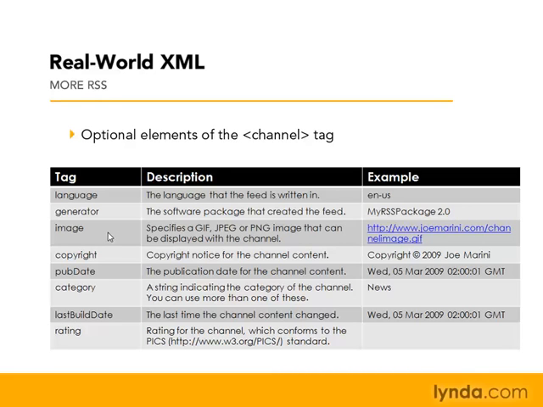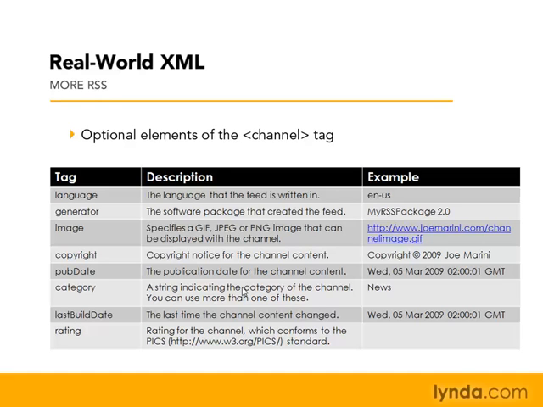The image tag specifies an image that can be displayed with the channel, and there are typical constraints on the size that this image can be, and I'll let you refer to the spec for that. It's not very big. It's typically like 140 pixels high by 80 pixels wide or something like that. The copyright tag is the copyright notice for the channel content. So if you want your information to be copyrighted, you can put a copyright notice in using this tag.